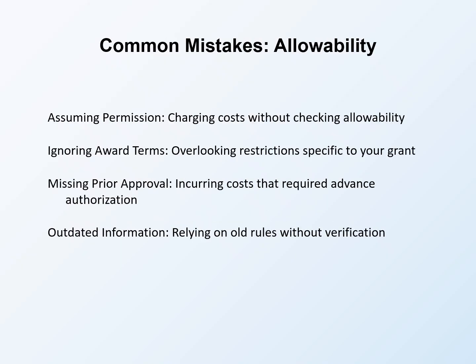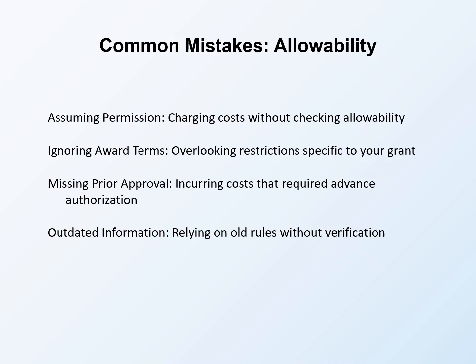Common allowability mistakes cause audit problems that could have been prevented with more careful attention. Learning from others' errors helps you avoid similar issues. Assuming permission leads to problems when costs turn out to be prohibited. Do not assume that because a cost seems reasonable or is common in your field, it must be allowable.